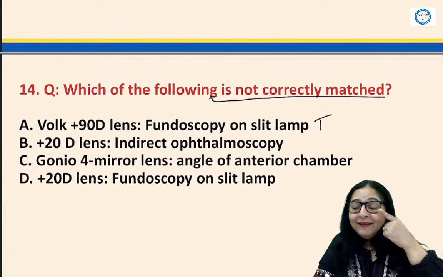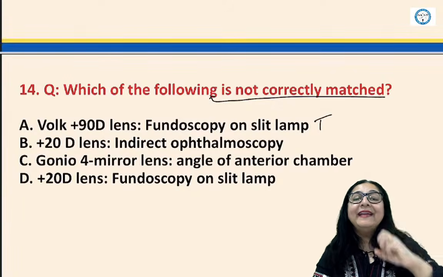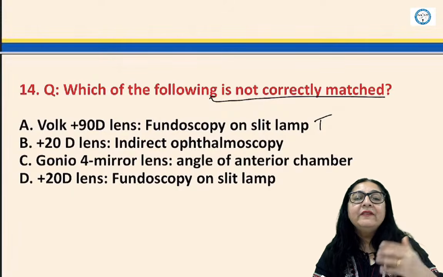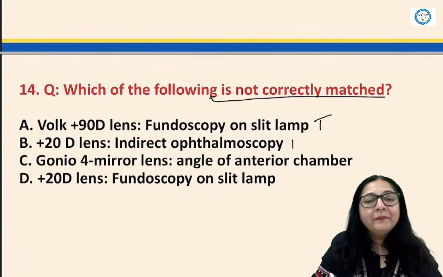Then in indirect ophthalmoscopy, we need a condensing lens. Again, mostly we are using plus 20 diopter lens. So this is also truly matched.